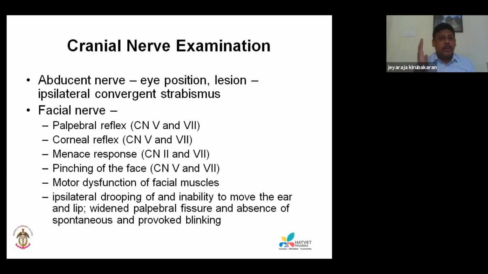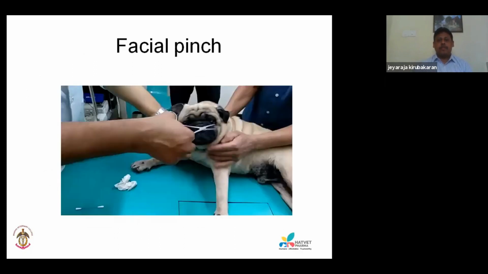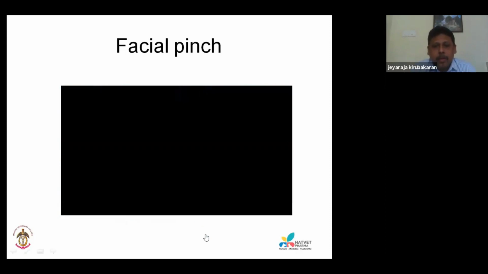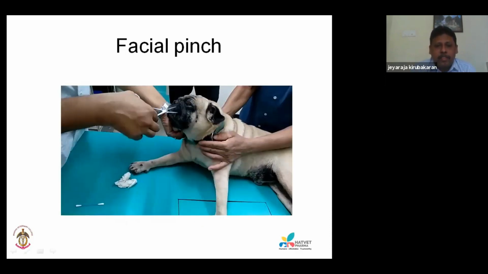So here, if you are going to test any menace, it cannot move. Vision should be there, but it cannot blink. Spontaneous blinking cannot happen, as well as you can't provoke any blinking there. Okay, that is because of the facial nerve involvement. Don't think it is blind. That's the facial pinch. Even before I touch it, it starts reacting.